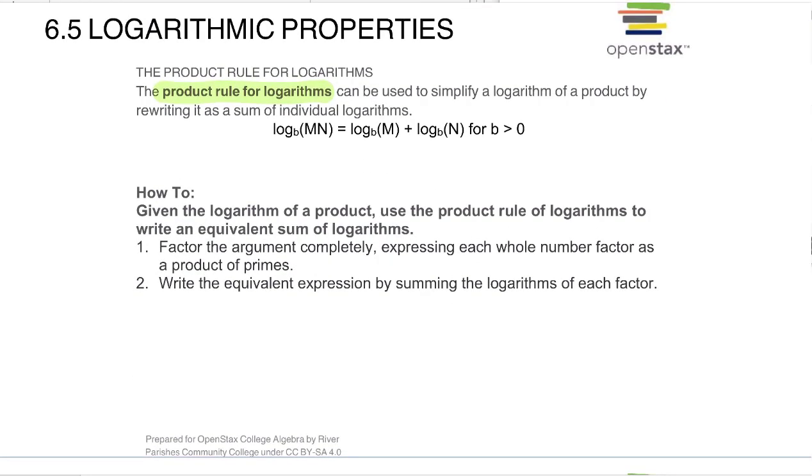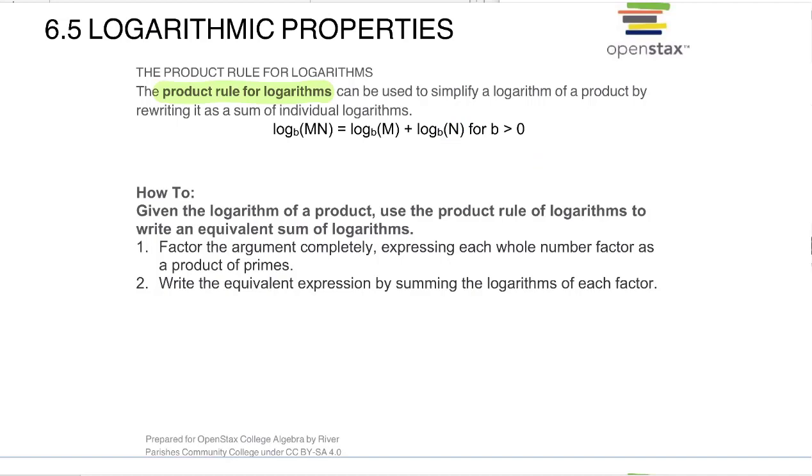So the first rule we're going to talk about is the product rule, and the product rule says that we can write a logarithm of a product by rewriting it as the sum of the individual logarithms. So log base b of m times n is the same as log base b of m plus log base b of n, and remember b is always greater than 0.